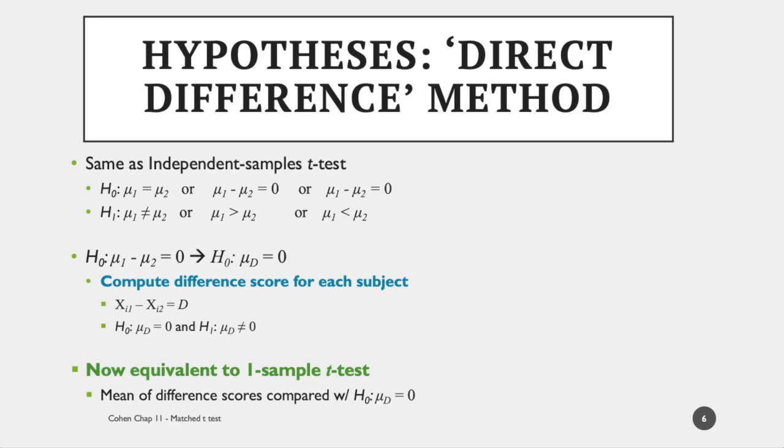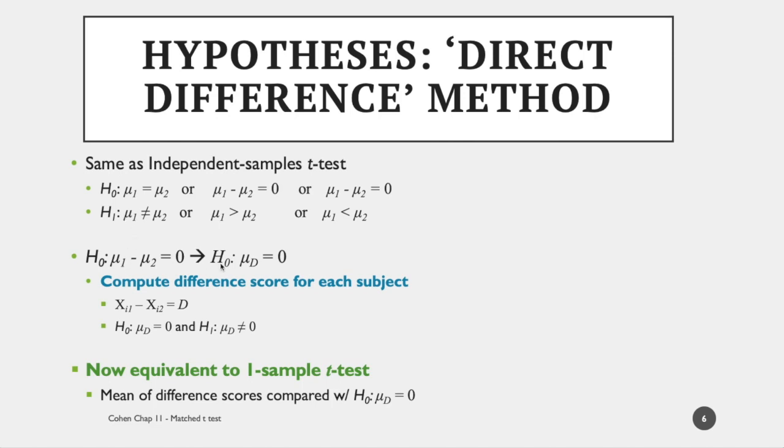So when it comes to the hypotheses, what we're going to be looking at is the direct difference method. And what this is actually going to do is simplify things for us. So if we're looking at the independent samples t-test, you've seen this one before, where the null is that the mean of group 1 and the mean of group 2 in the population are equal. The alternative is that they're not equal.